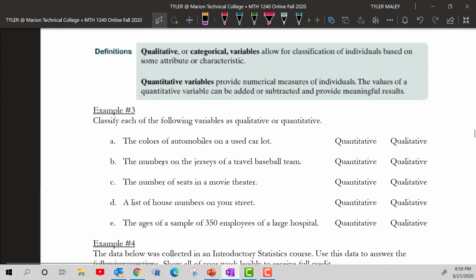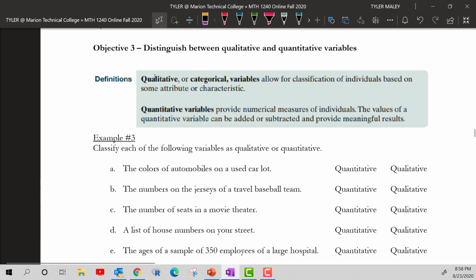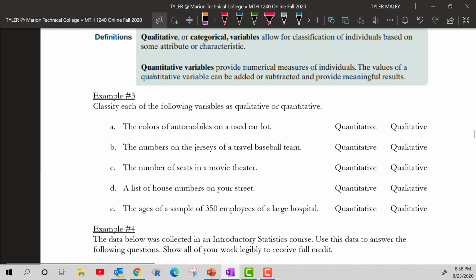Right. So basically what you want to think about is, is the variable putting people into groups, or is it some kind of measurement that we have taken, right? So that's an easy way to remember this. So in other words, qualitative, think of putting into groups, where quantitative is a measurement, right? So qualitative are also called categorical variables. Quantitative variables are also called numerical variables.